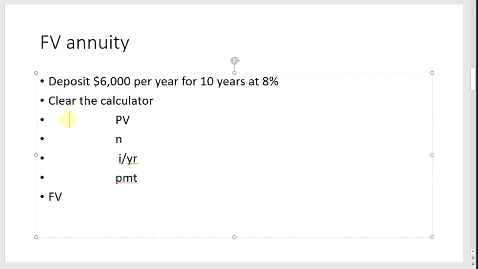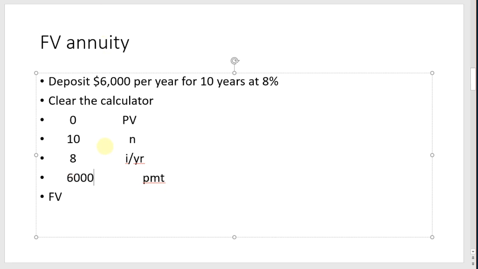Now our present value is 0. And again, you should not have to put this in because you cleared your calculator. If you forgot, it doesn't hurt. You put a 0 in, and we're saying essentially we're starting with nothing today. Now, we're going to be doing this deposit for 10 years. So we're going to put in 10, and hit the N key. That says number of payments. Our interest is 8%, and remember the percent is a given. We're just going to put in 8 and hit your interest per year key. And then we're going to key in 6,000, and that's our payment.